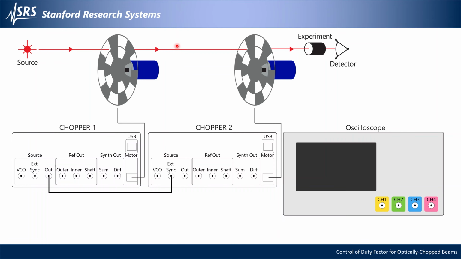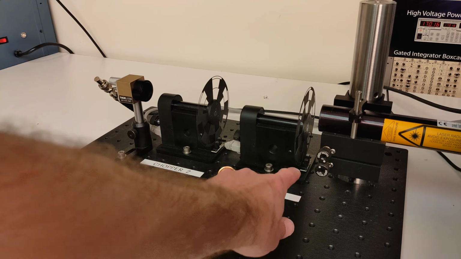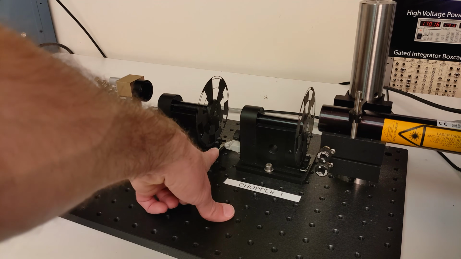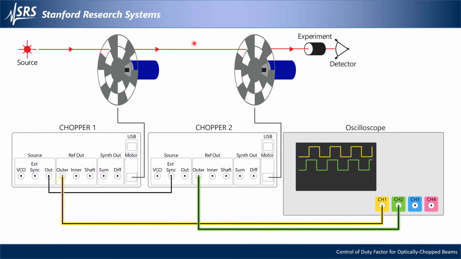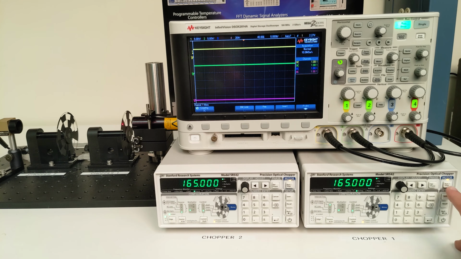For this demo, I have attached the standard 5/6 chopper blade to both chopper heads. This provides 6 chop periods per mechanical revolution on the outer track of blade slots and 5 chop periods on the inner track. On channel 1 of the oscilloscope, I connect chopper 1's outer slot's reference output, and on channel 2, I connect chopper 2's outer slot's reference output. These are generated by the photointerrupters at the base of each chopper head. I have arranged the beam path to be modulated by the outer track and have connected a photodiode to channel 4 of the oscilloscope. I'll go ahead and start chopper 1.